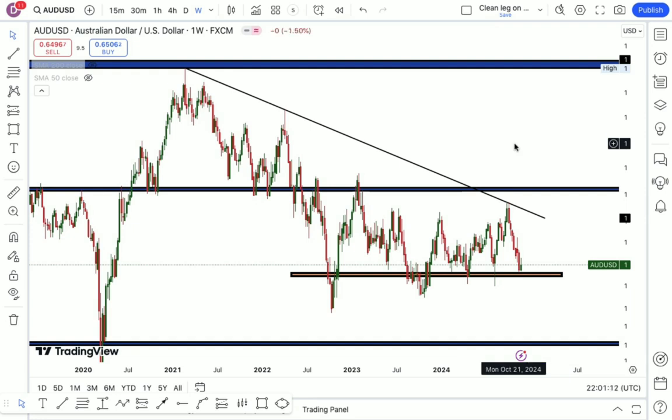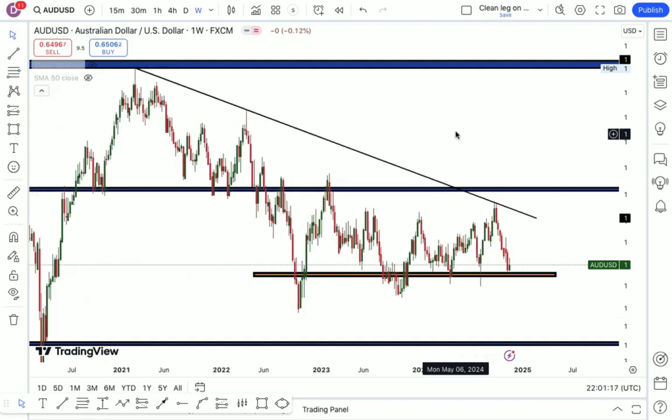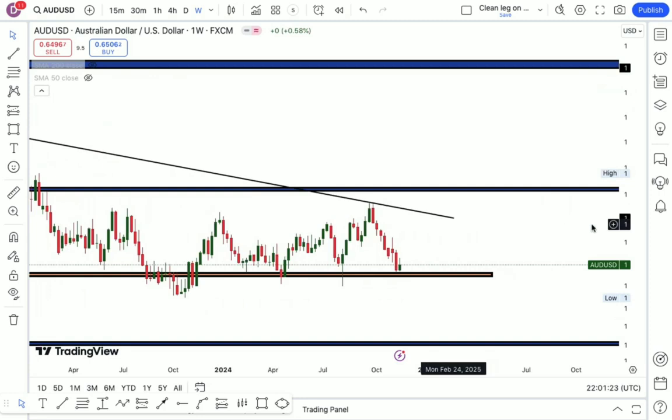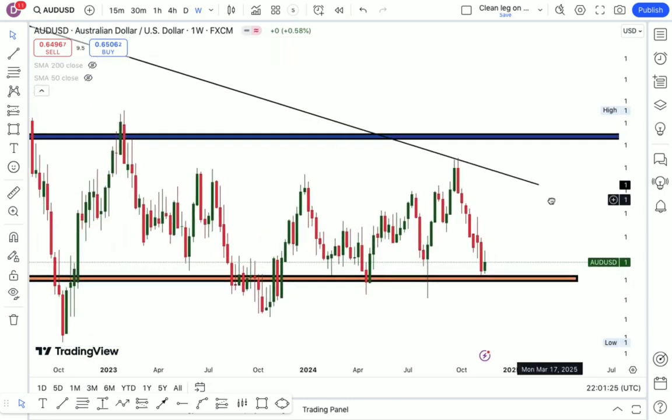So without wasting much time, the first pair on the list is the Aussie dollar, the AUD/USD. As you can see on the weekly time frame, we have some sort of descending trend here. So we're making a series of lower lows and lower highs, and talking about the current price action, the most relevant one at the moment.